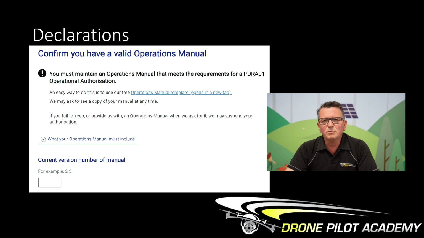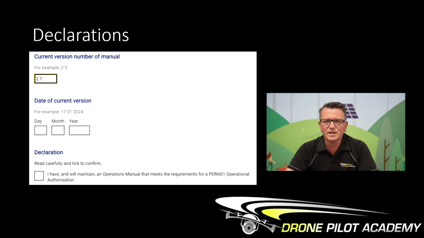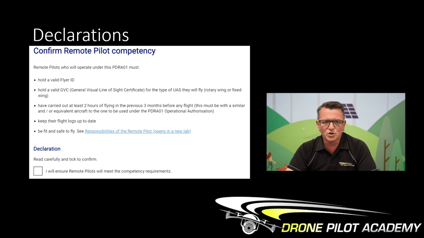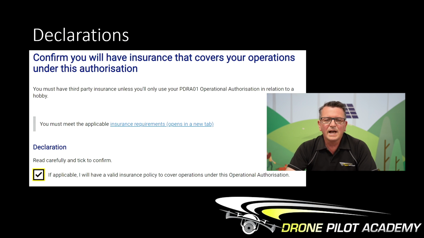So next, you have to enter the details for your operations manual. So you put the version number in there, and you put the version date, and then you tick the declaration box saying that you'll maintain it and it meets the requirements of PDRA-01 operational authorization. You then confirm that your remote pilots are competent, and there's 5 bullet points that you need to check, and tick the declaration at the end. And also that you've got insurance cover. So just don't forget that your insurance needs to be EC 785/2004 compliant, and it needs to be valid for the period of the PDRA.